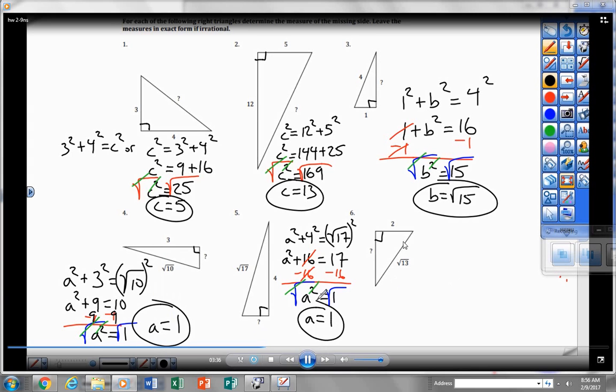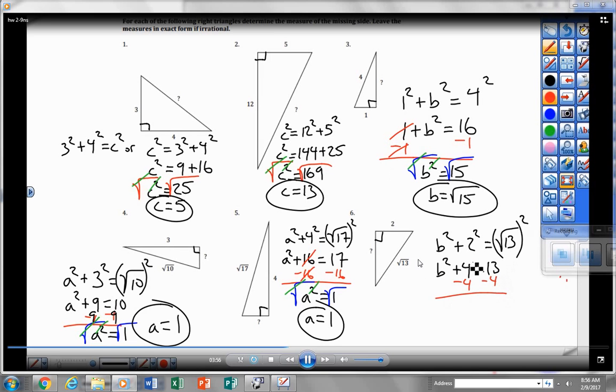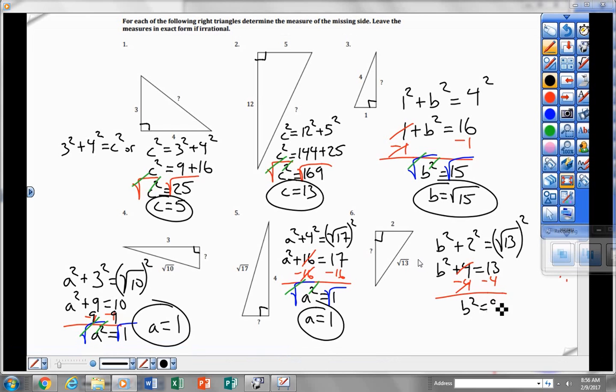Alright, 6. These are the two legs. 2 squared plus, I'm going to use b this time. So these two together equal root 13 squared. That gives me b squared plus 4 equals root 13 squared, which is 13. Take away 4 gives me b squared equals 9. And hopefully you realize that's a perfect square. Square root both sides, and you get b equals plus or minus 3. But we're just going to use 3. So b equals 3. Alright, next page.